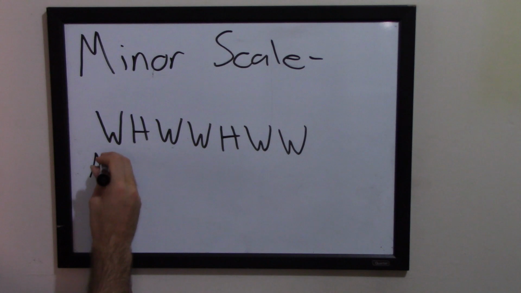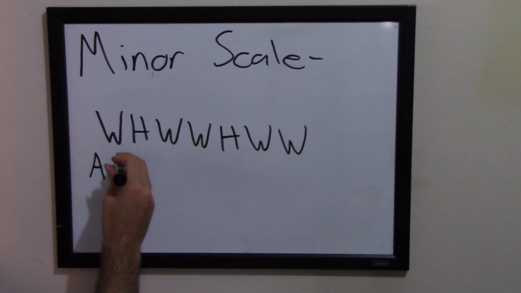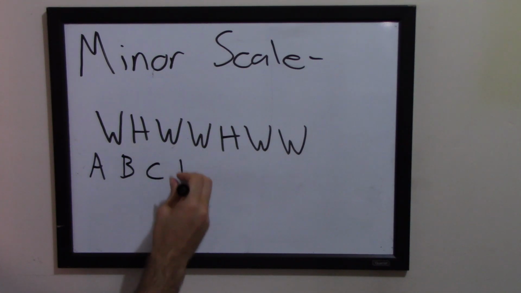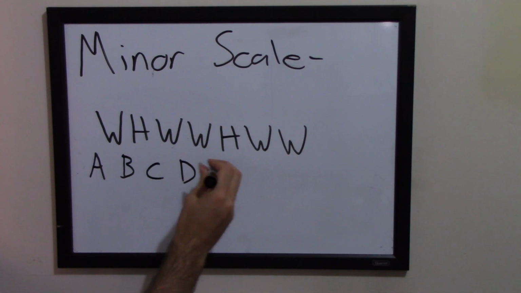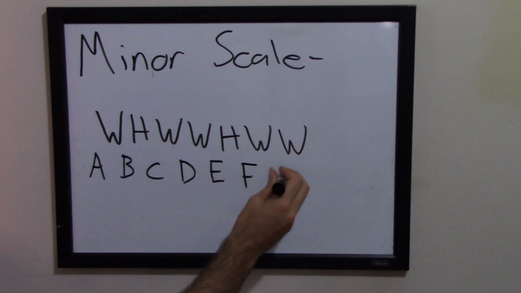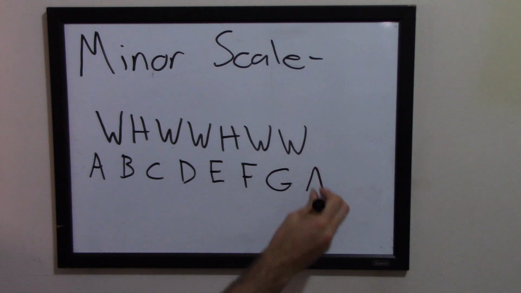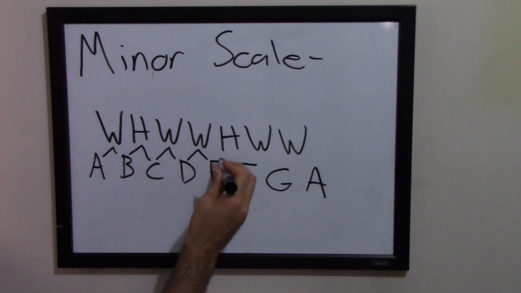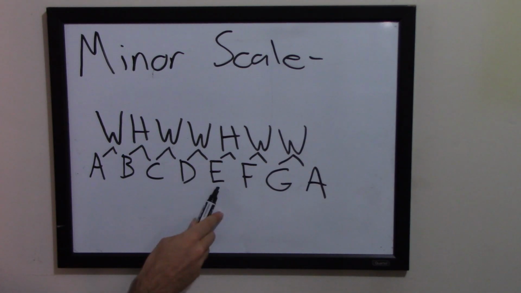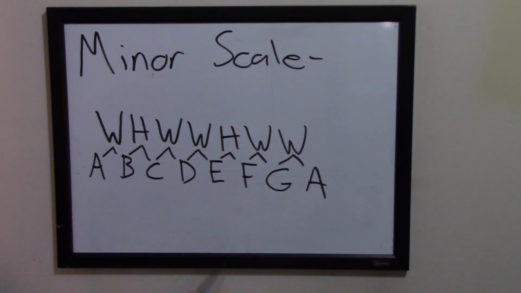So we start on the A, and then you go up a whole step. That's B. Then you go up a half step. That's C. You go up another whole step. D. Go up a whole step. That's E. Go up a half step. That's F. Go up a whole step. That's G. Go up a whole step. That's A. So we got whole, half, whole, whole, half, whole, whole. If we start on A, our A minor scale is going to be A, B, C, D, E, F, G, A.